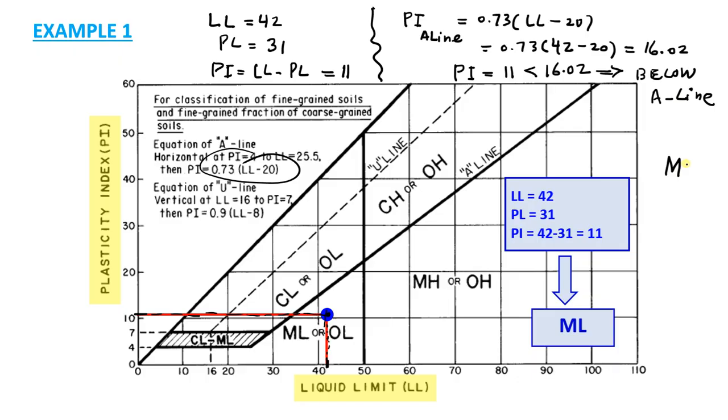Now we have to look at the second letter. It will be either L or H. We use L if the liquid limit is less than 50. Remember, our liquid limit is 42, which is less than 50. So the fines in this soil are lean silt, or low plasticity silt. Okay. So this is now clear.